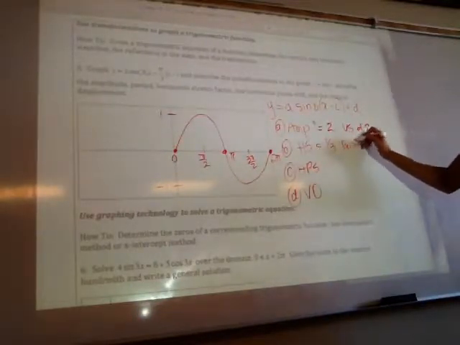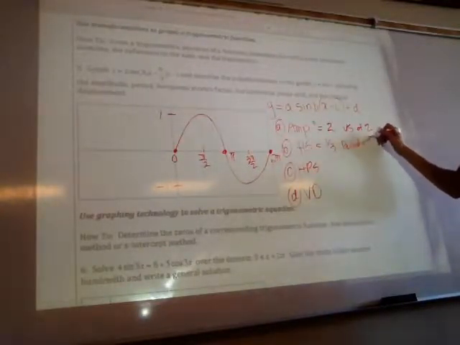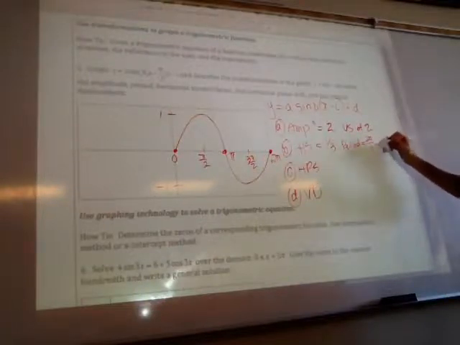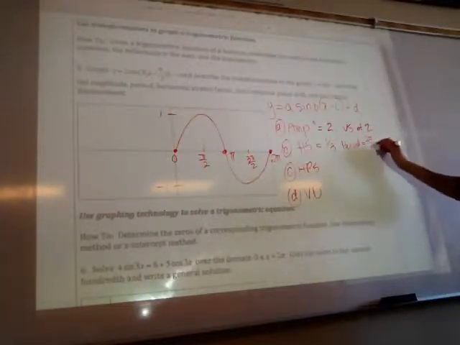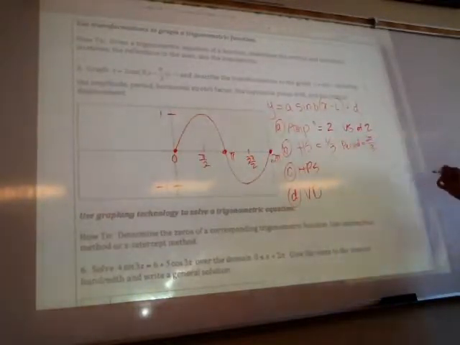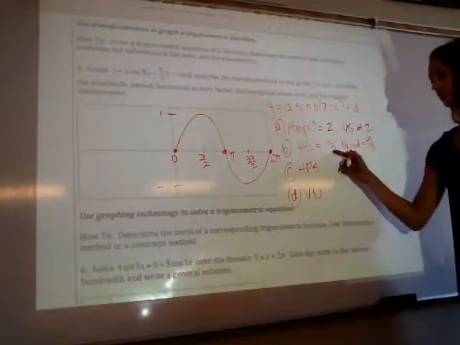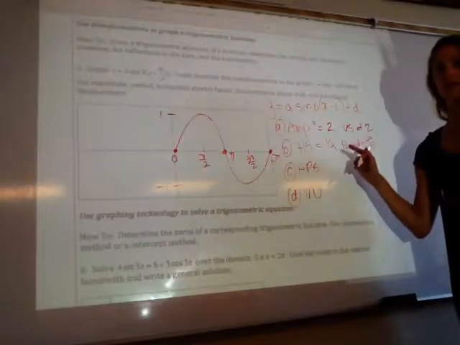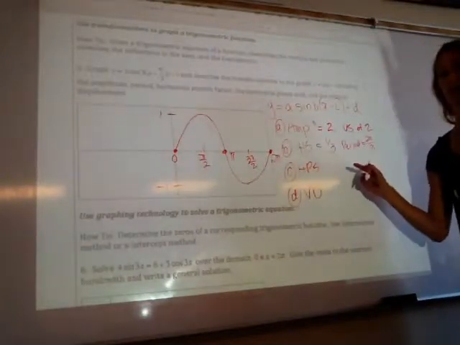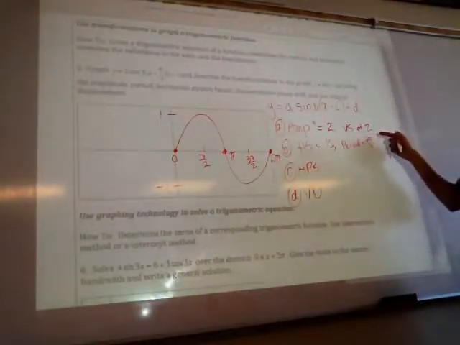But how is that going to change the period? Well, the formula for a period is 2 pi over b. Our b value is 3. So the new period will be 2 pi over 3. If you think about that, 360 degrees, if we compress it by a third, a third of 360 is 120 degrees, which in radians is 2 pi over 3.